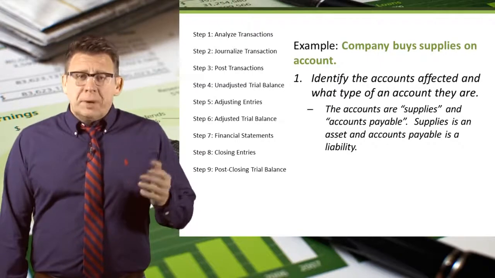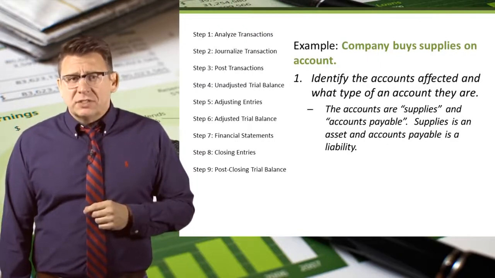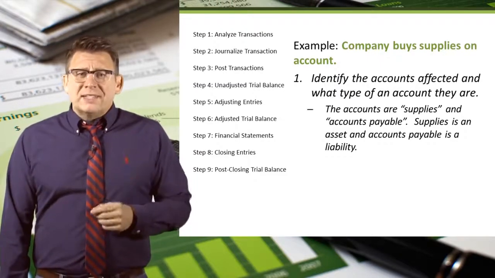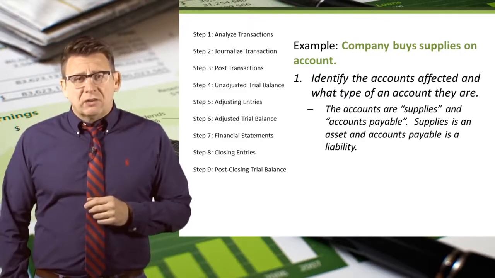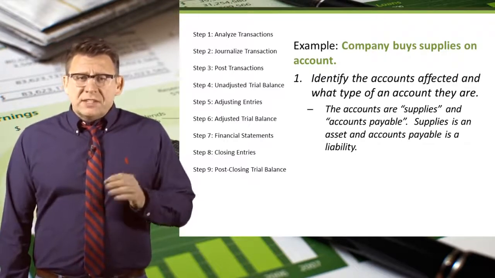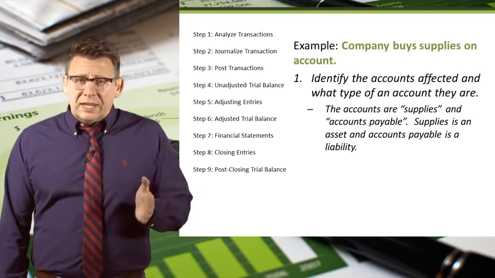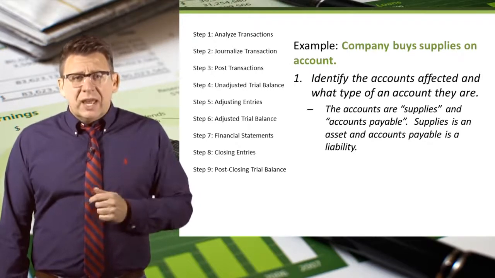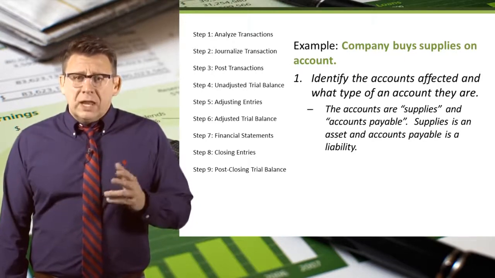Example: company buys supplies on account. So part one is identify the accounts affected and what accounts they are. In this example, the accounts are supplies, an asset account, and accounts payable, a liability account.